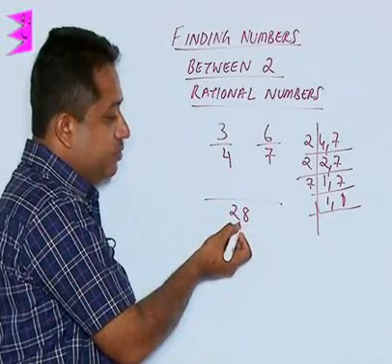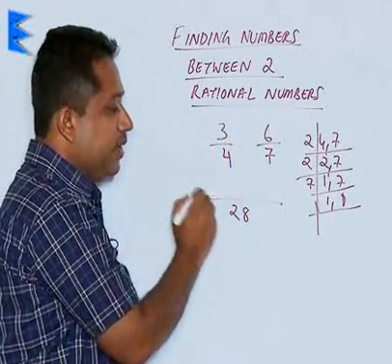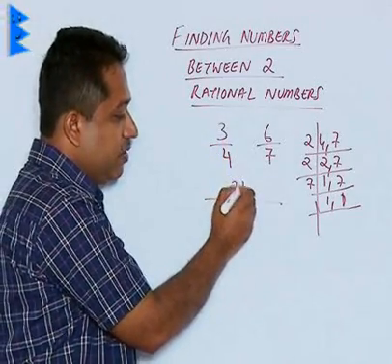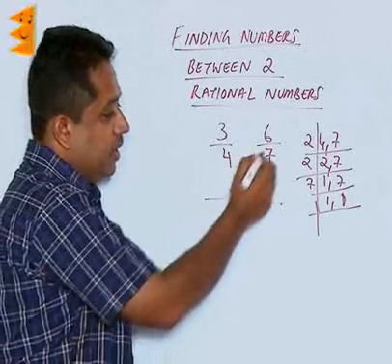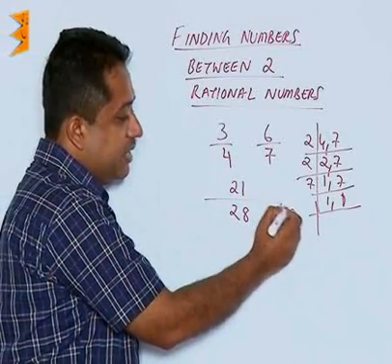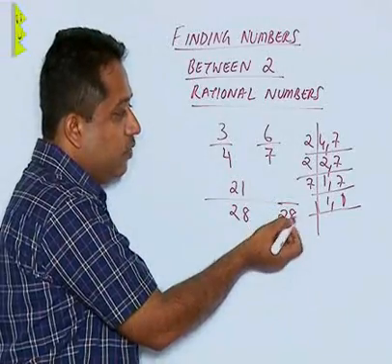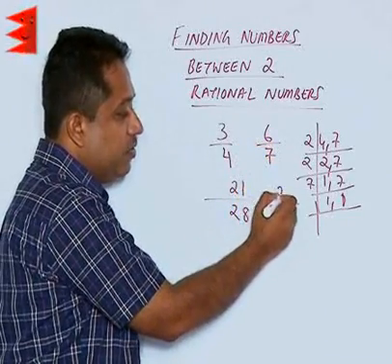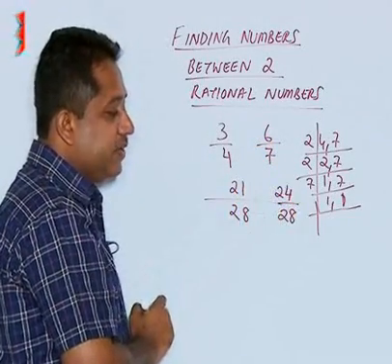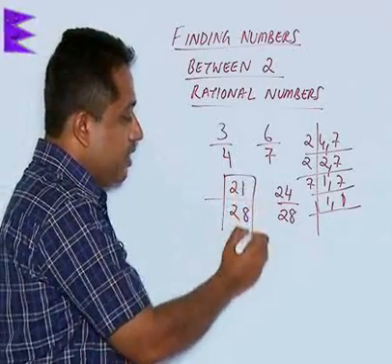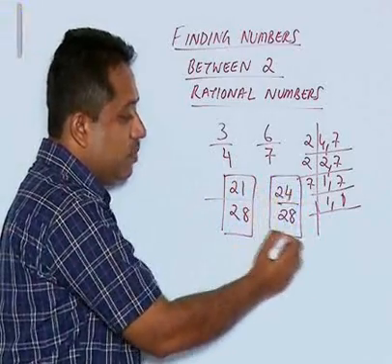4 goes 7 times in 28. So 7 into the numerator 3, we are going to get 21 upon 28. And here we find that the LCM was 28, and 7 goes 4 times. So 4 multiplied by 6, we are going to get 24 upon 28. So here we are having 21 by 28 and here we are having 24 by 28.